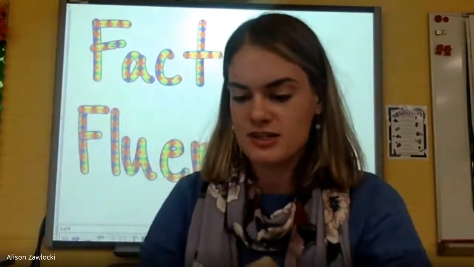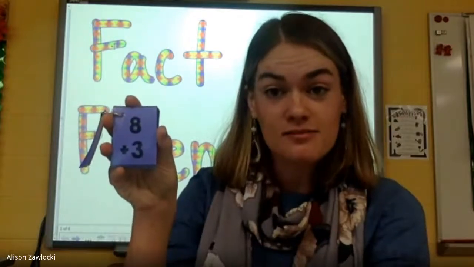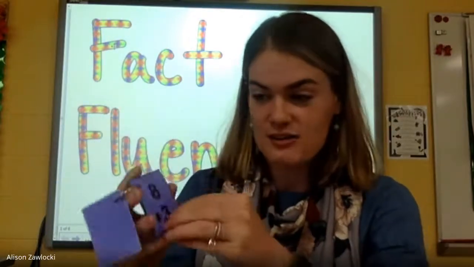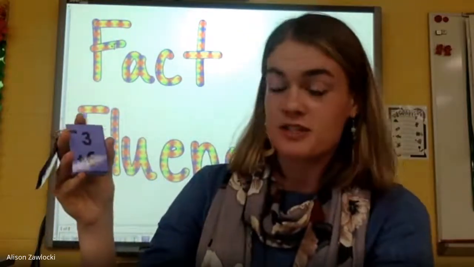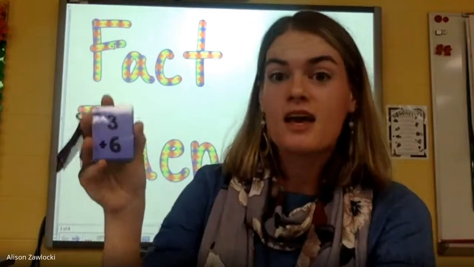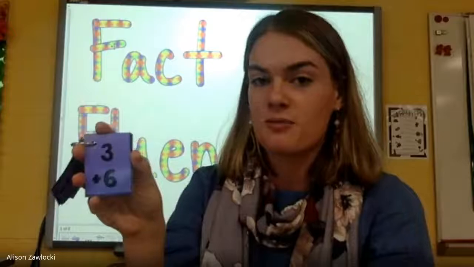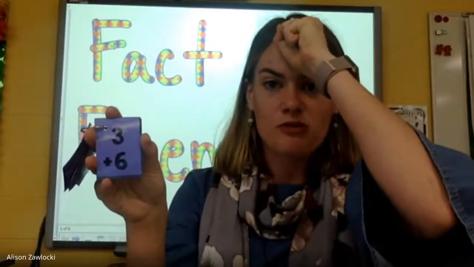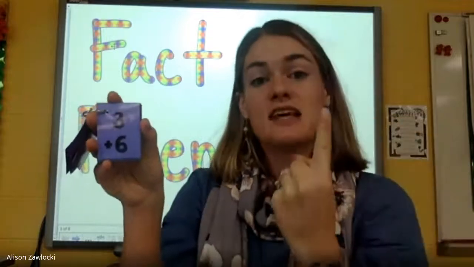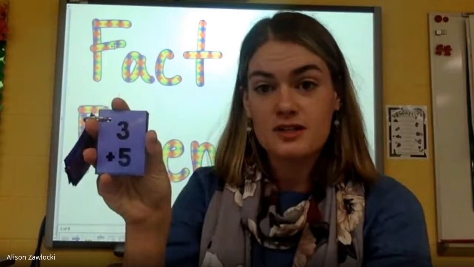Great. Now we're going to move on to some 3's. 8 plus 3 equals 11. Great. 6 plus 3 equals 9. And remember, if you need, you can count on from the bigger number. So you put the bigger number in your head, 6, and you add 3. So count on 3 more from 6. 6, 7, 8, 9. 3 plus 5 equals 8.